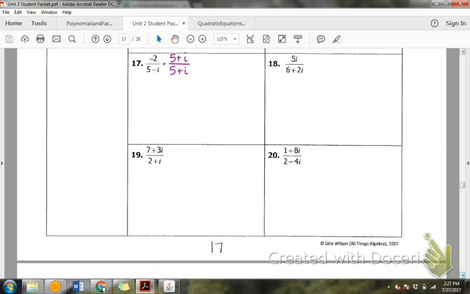So now we have a little bit of distributing. On the top, we're going to take this a step at a time. That gives me negative 10. Then negative 2 times i, negative 2i. So that's on the top. Everyone okay with the numerator? Now we've already practiced multiplying out the denominator before we went on break.